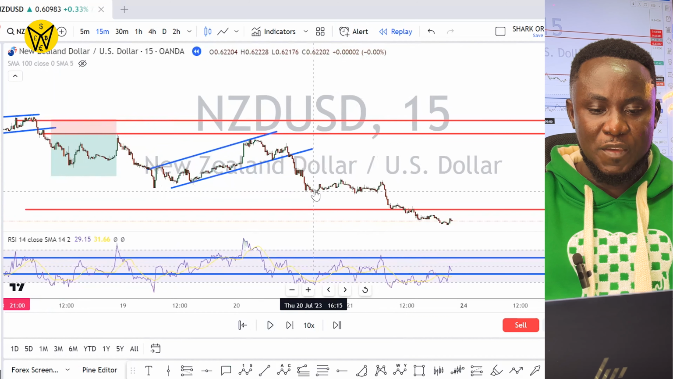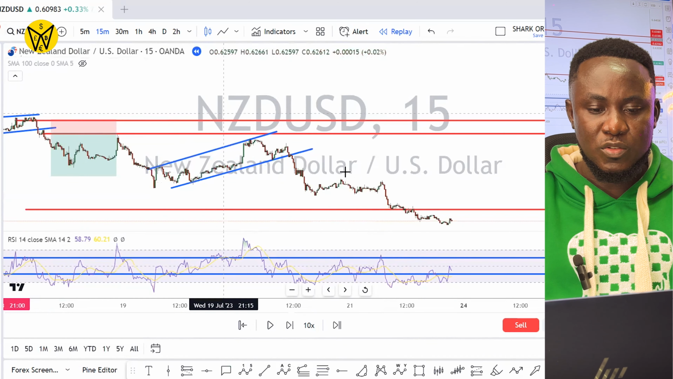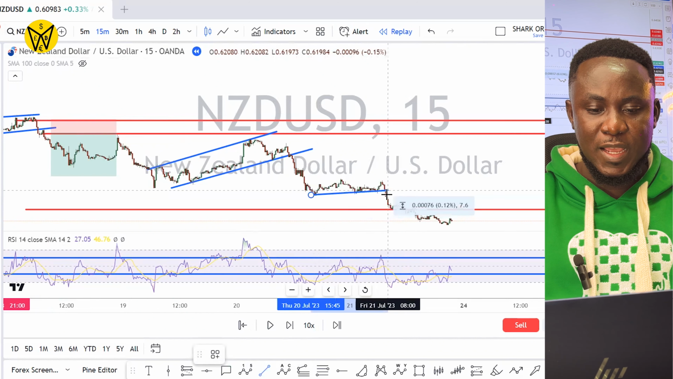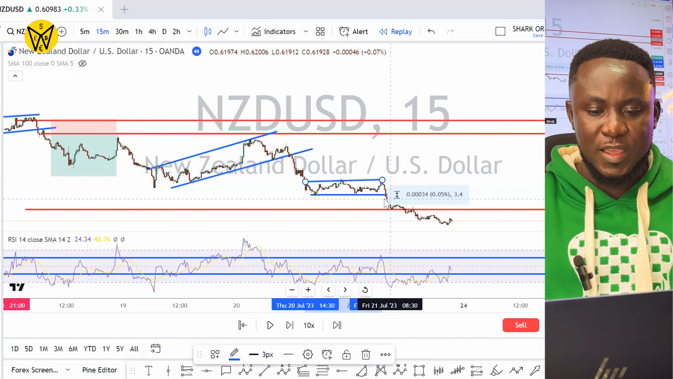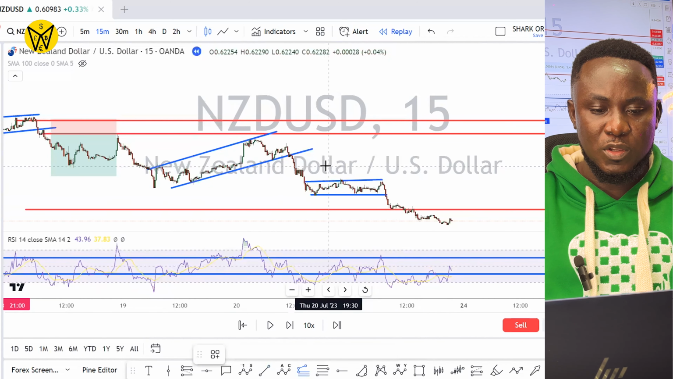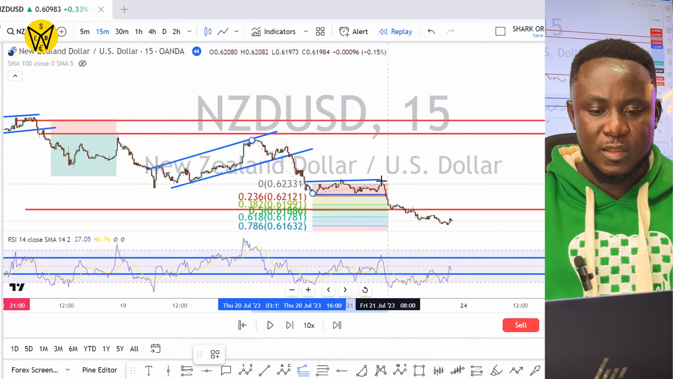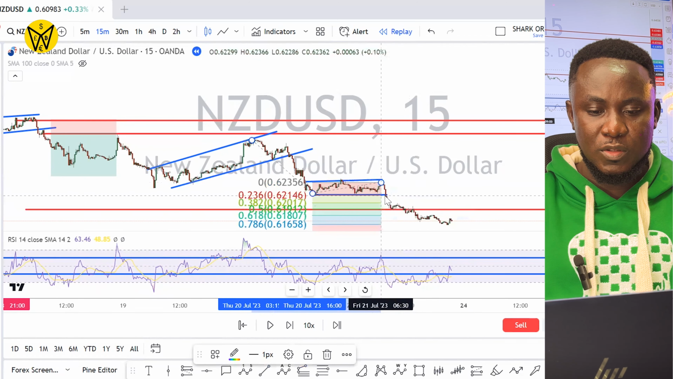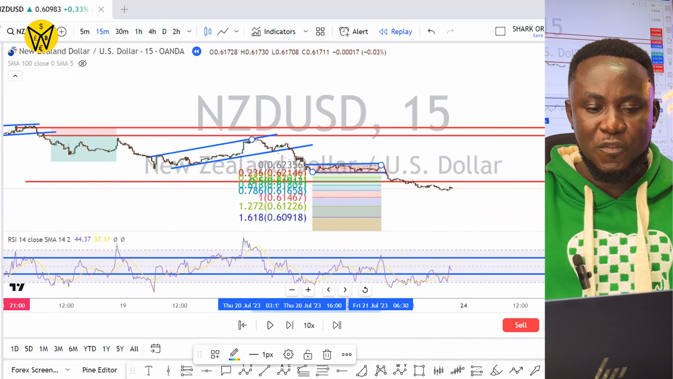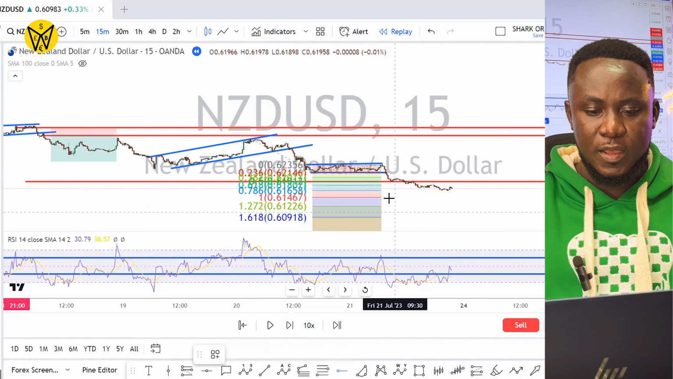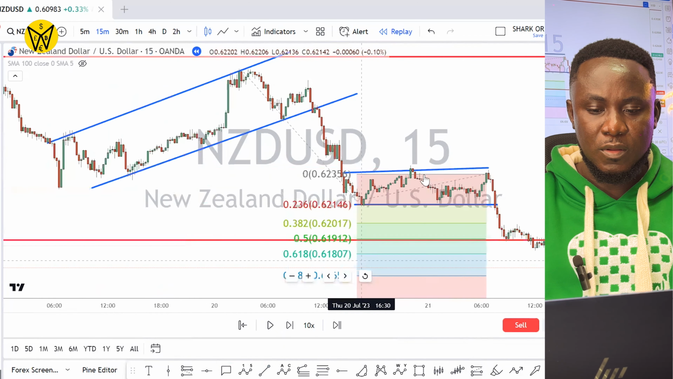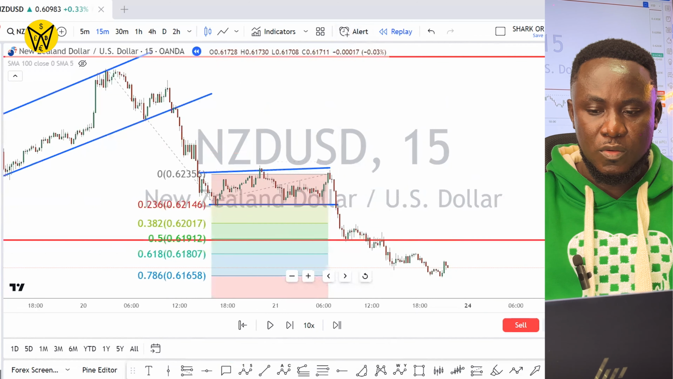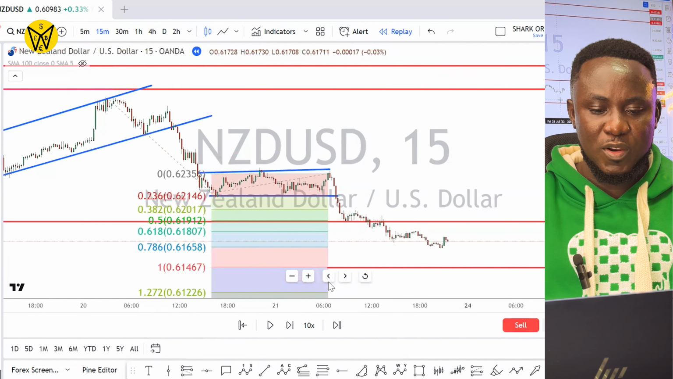One thing you should note, even here, there was another correction over here. So even here, you would have entered another sell after this breakout over here. Now you also put your trend-based extension here, and when you entered over here, you would be looking for the 1.0, which would have been here, as your take profit. Okay, so this would have been your next take profit.